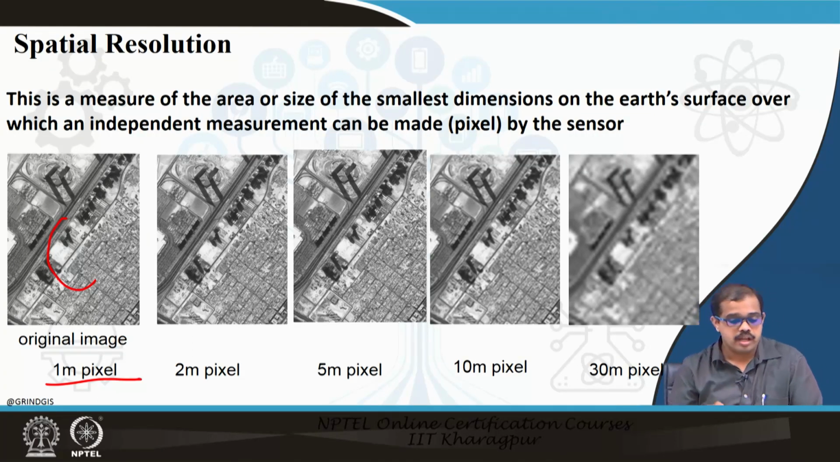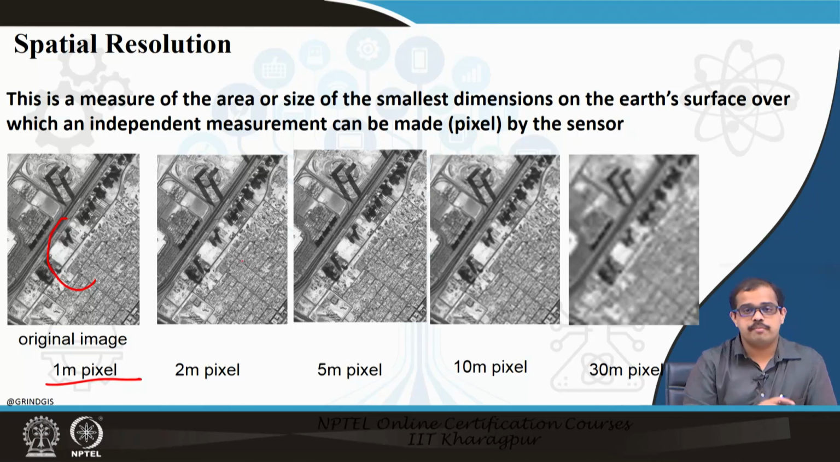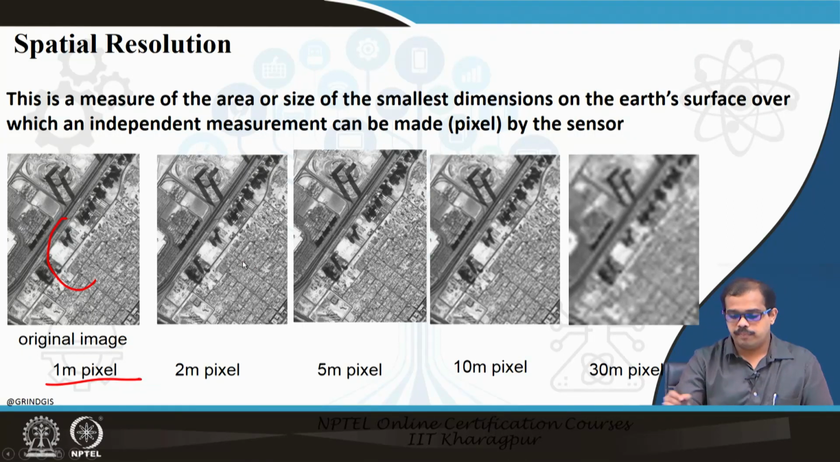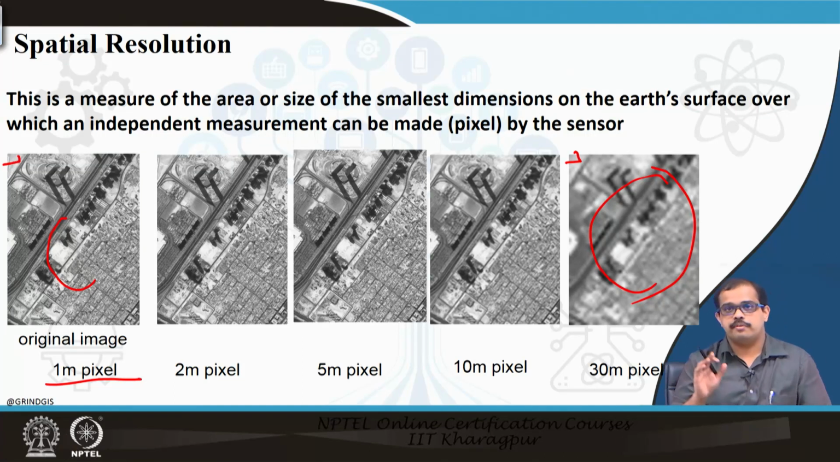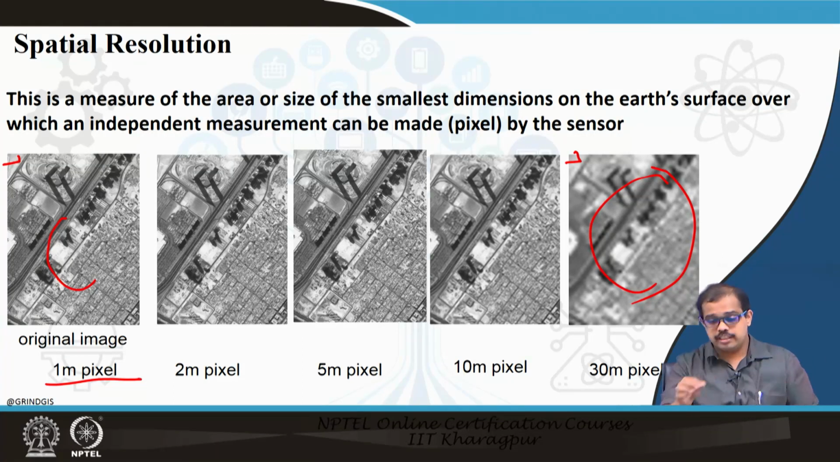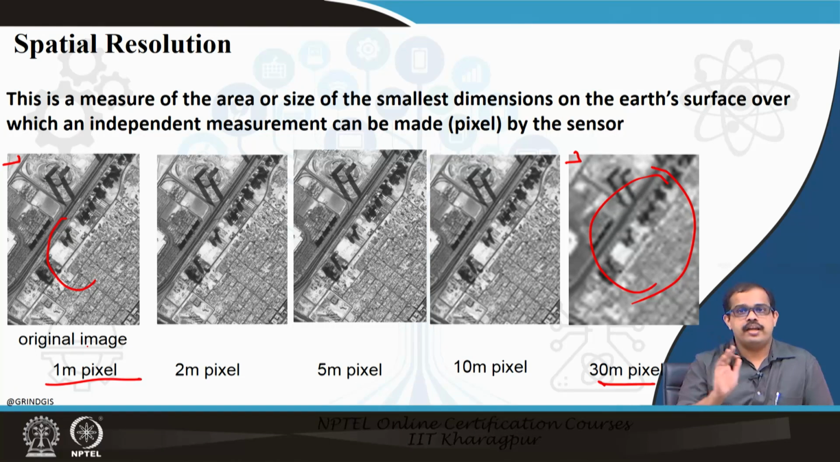Then the same image is resampled to 2 meter, and the same image is resampled to 30 meter. This pixel here is representing 1 meter by 1 meter, and this pixel is representing 30 meter by 30 meter, which means a 30 meter pixel is coarse resolution data, whereas 1 meter is very fine resolution data, or very high resolution data.